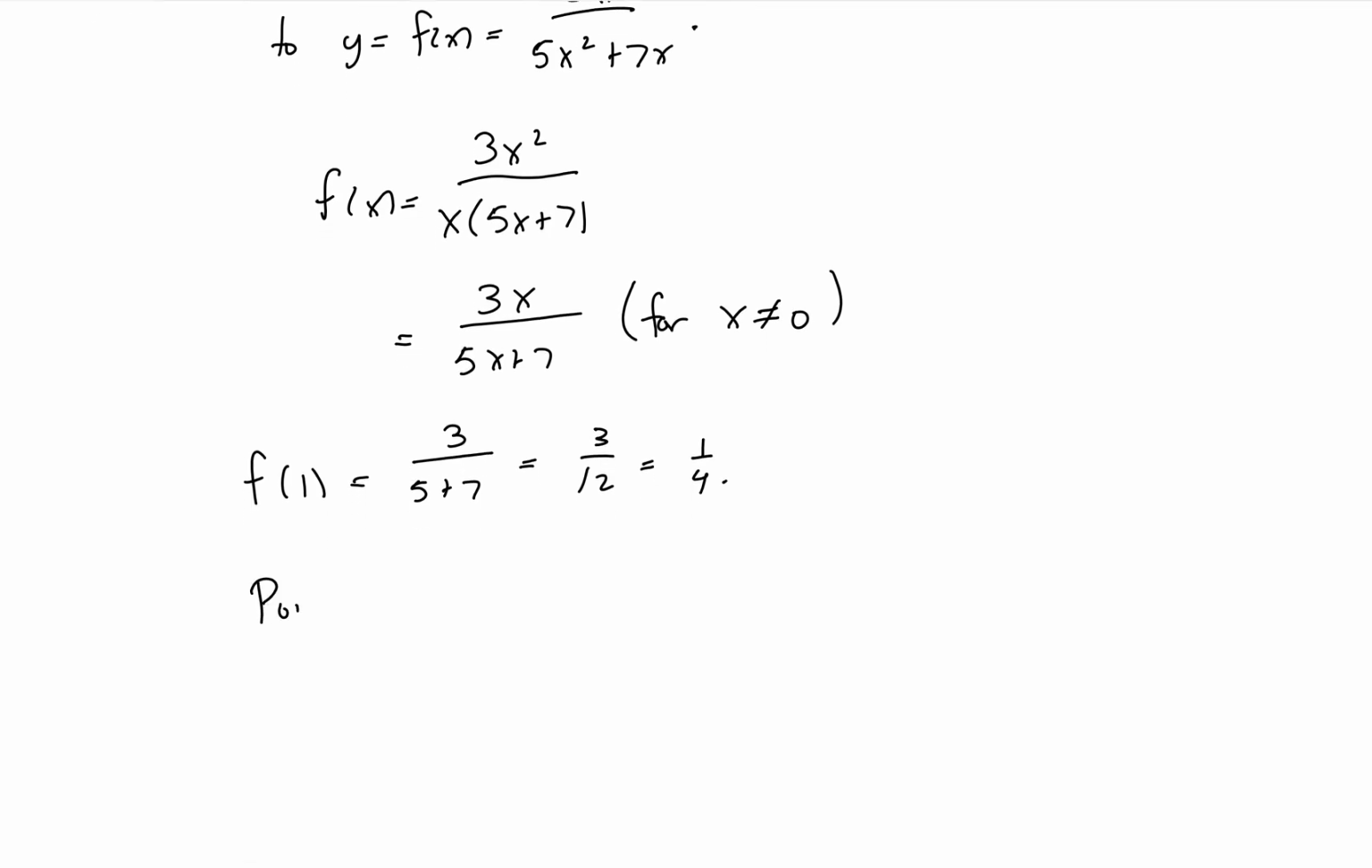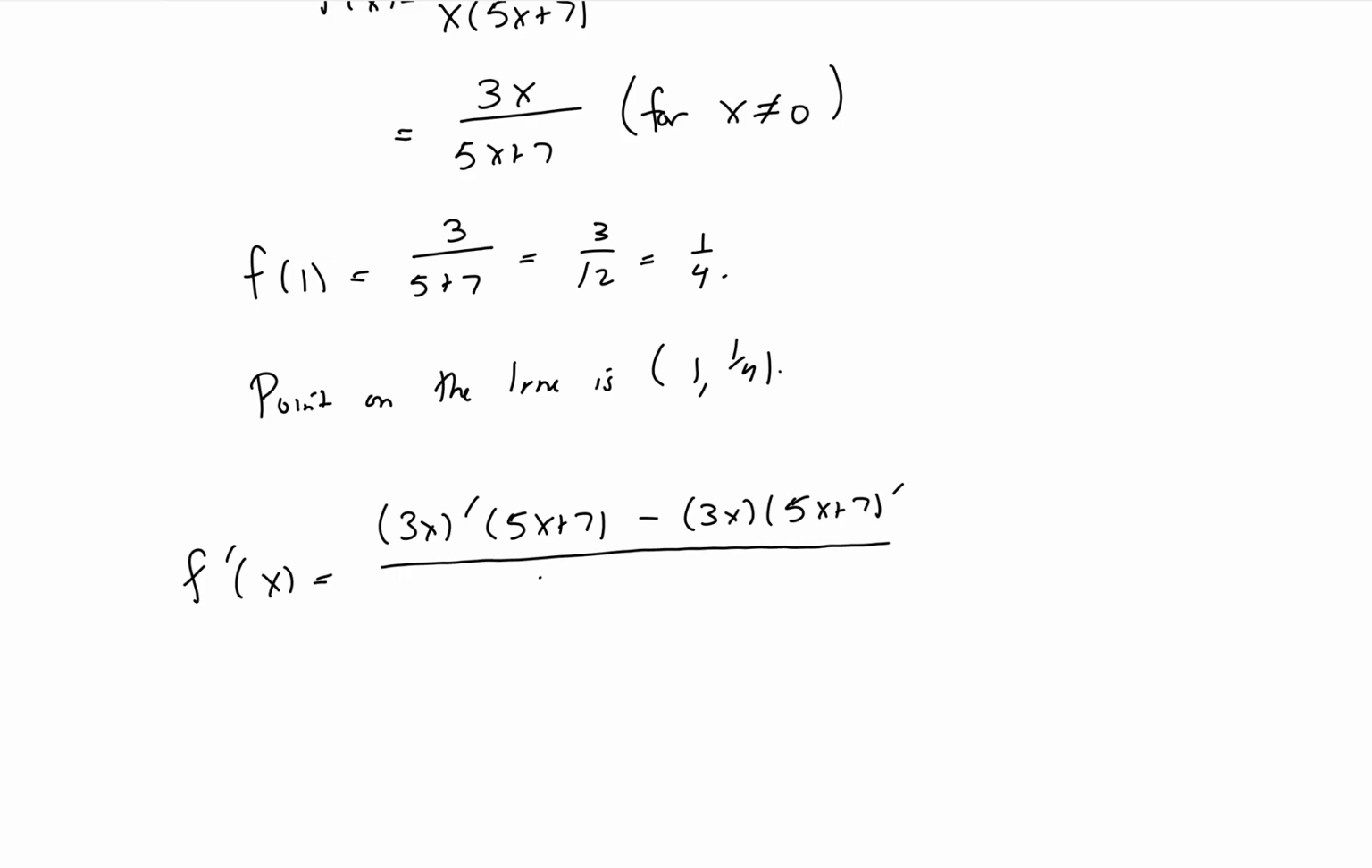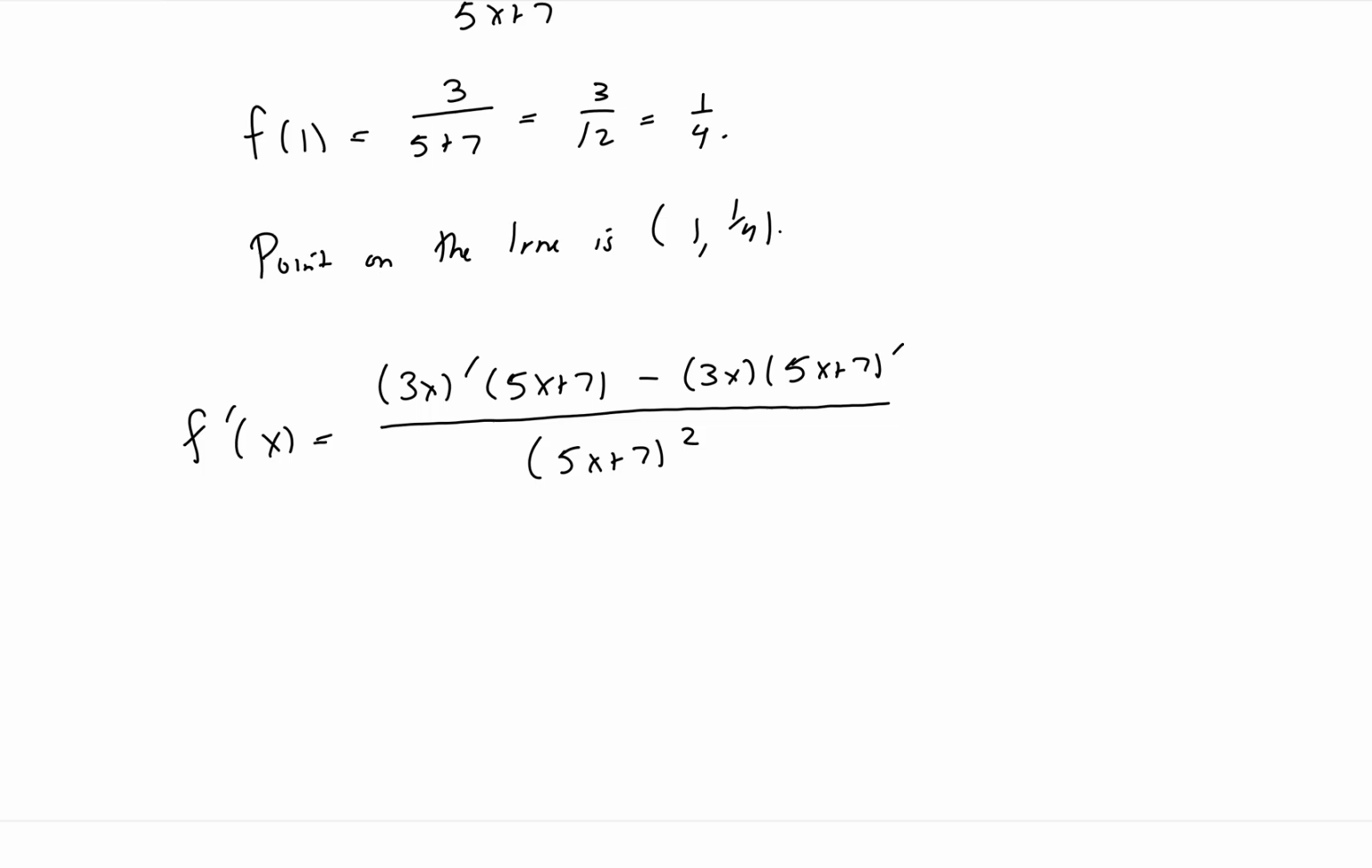So our point on the line is 1/4. And now we have to find the slope. So to do that, let's take the derivative. This is the derivative of the top times the bottom minus the top times the derivative of the bottom, all over the bottom squared. And now these are just lines on the top that we're taking the derivative of, so these are nice and easy to differentiate.